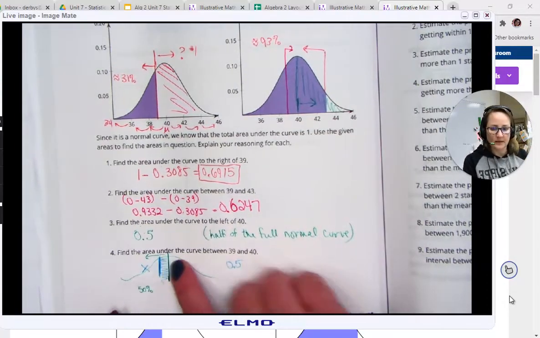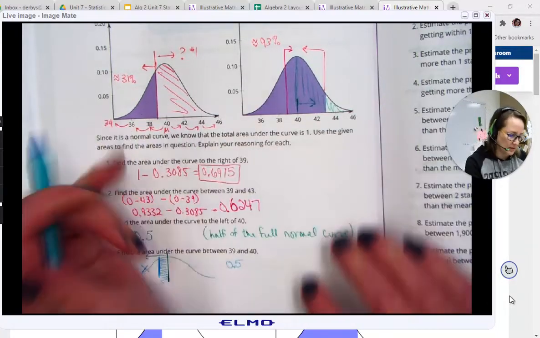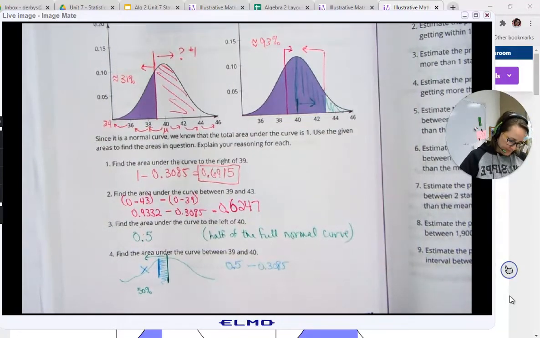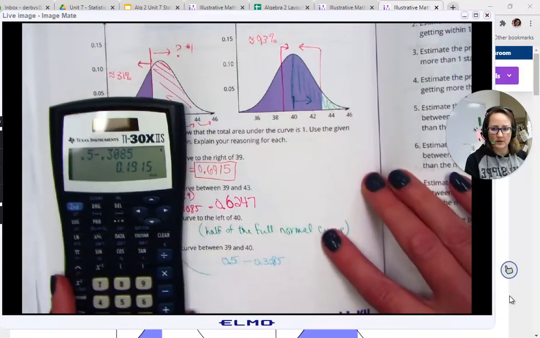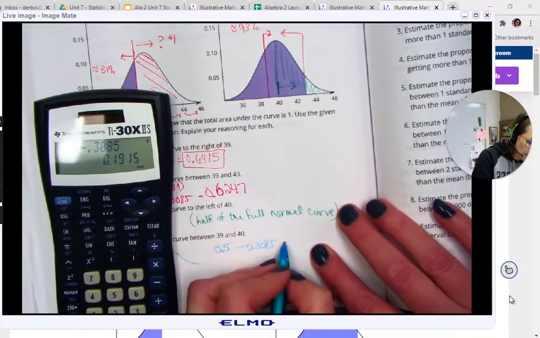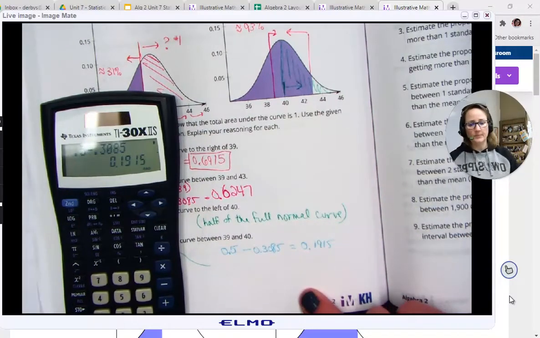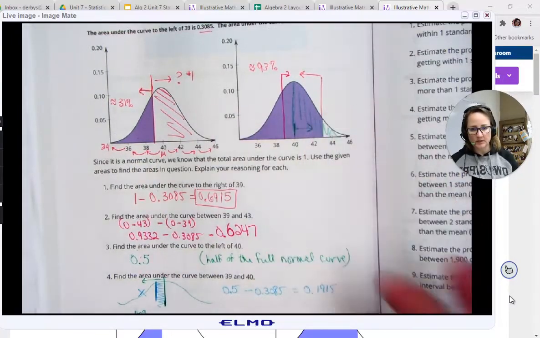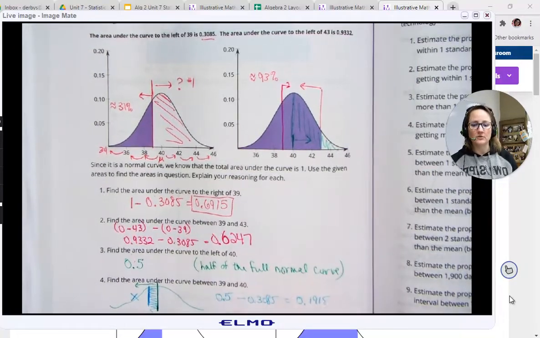That would have been the entire lower half, and I'm just going to subtract off this portion here, this 0.3085. And using again my calculator, tells me 0.1915. Okay. So we can use some basic information, even if they just give us two small pieces of information like this one did, and we can actually use that and calculate all kinds of other values in between and different ranges. So that's kind of cool.